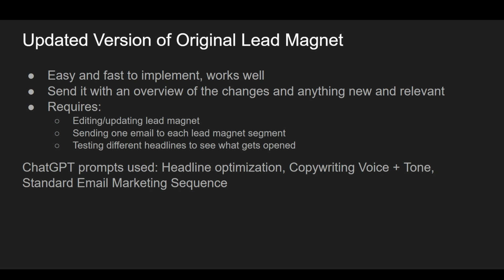And for this strategy, you can use the headline optimization ChatGPT prompt. I have a full video tutorial for that prompt on my channel, so I'll try to remember to link that in the description. And you also use the copywriting, voice, and tone prompt and the standard email marketing sequence prompt. I also have those included in videos. And the videos are linked in the prompts spreadsheet in case you want to access them from there, but I'll try and put the most relevant ones in the description of this video as well.